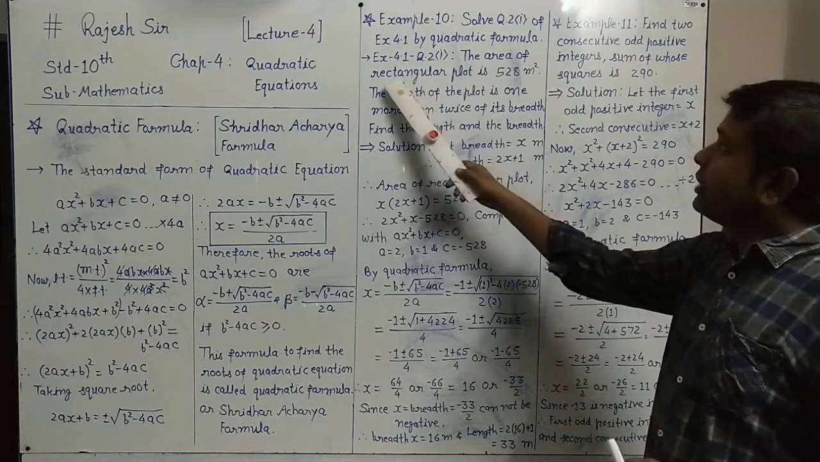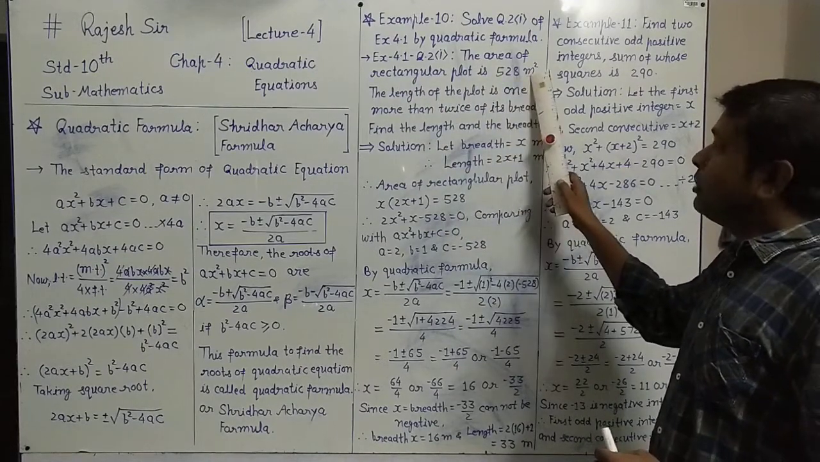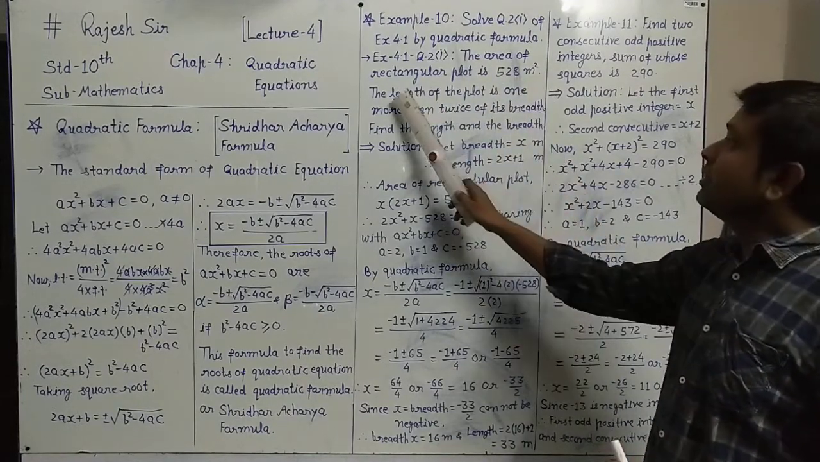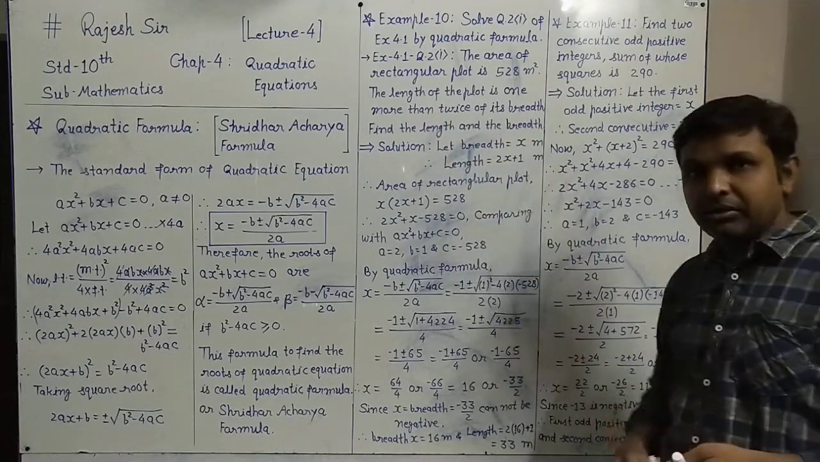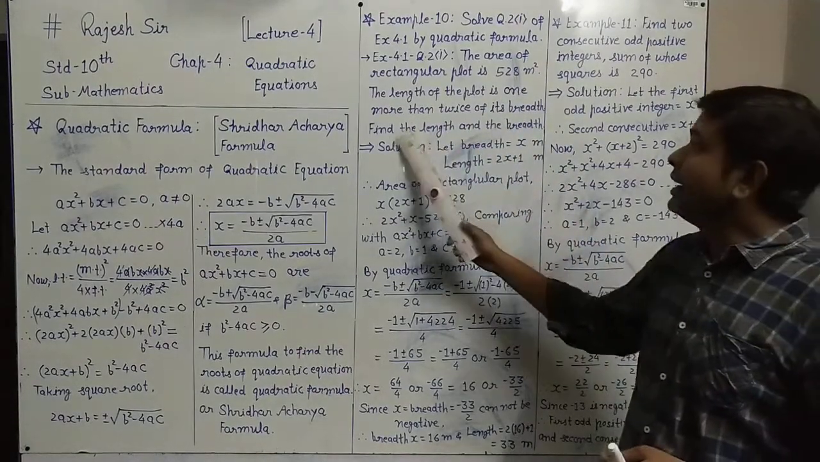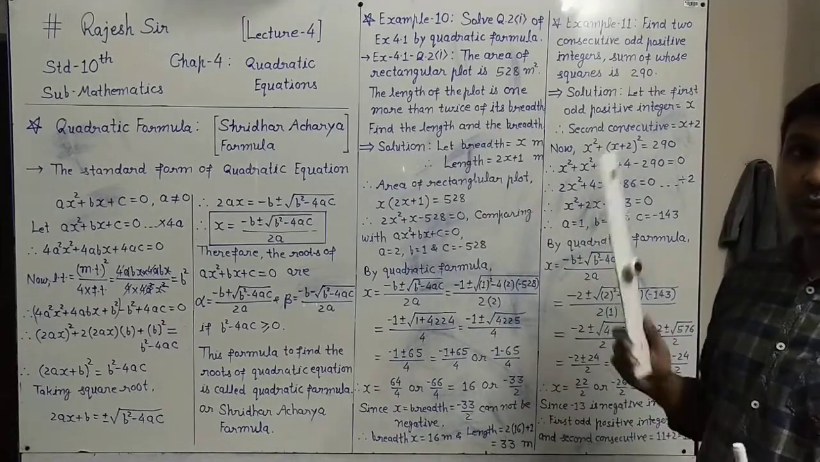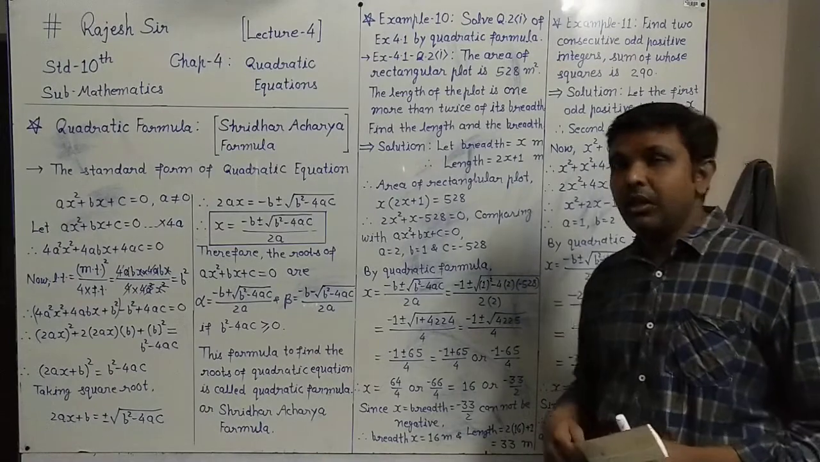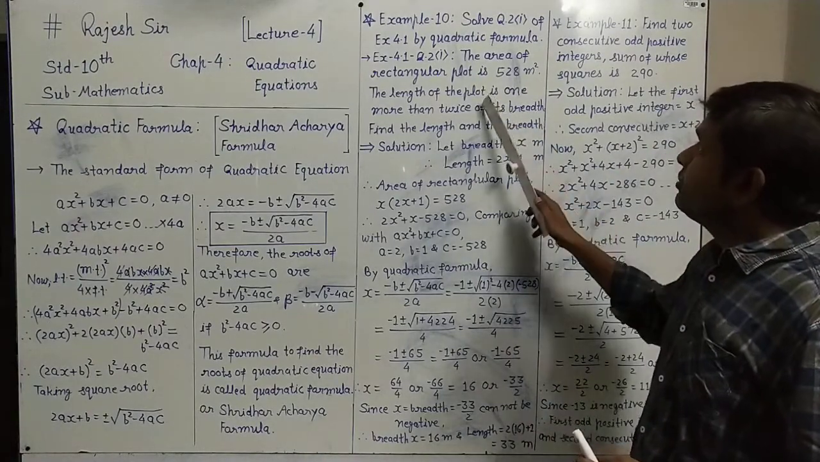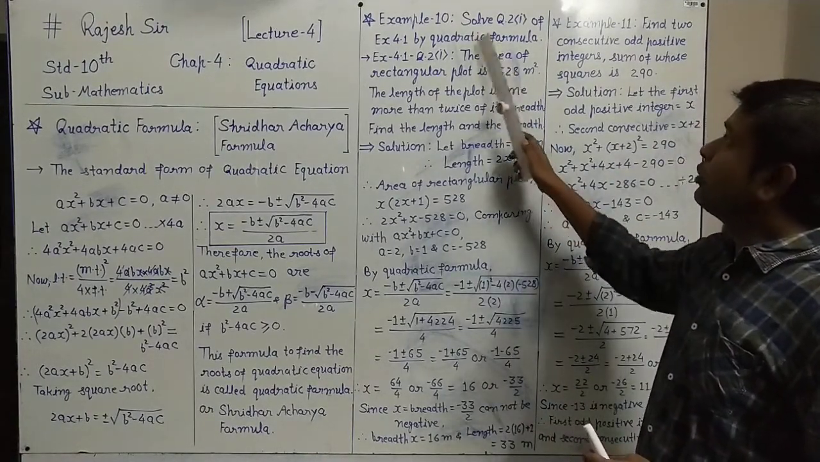The area of a rectangular plot is 528 meters square. The length of the plot is 1 more than twice its breadth. Find the length and the breadth. This is the question in exercise 4.1, question number 2, first part. And this question we have to solve by quadratic formula.